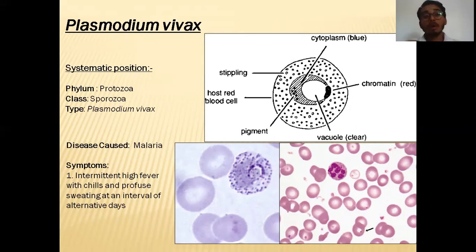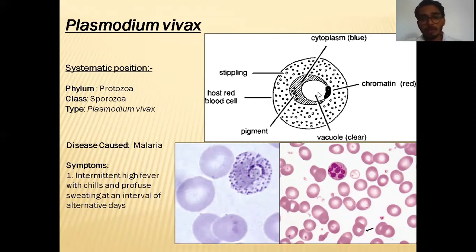Now how do we identify whether a person is infected with Plasmodium without any symptoms? When we take a blood sample, you can see this is a Plasmodium vivax inside, and this outside is nothing but an RBC, that is a red blood cell or red blood corpuscle. This is a microscopic view.